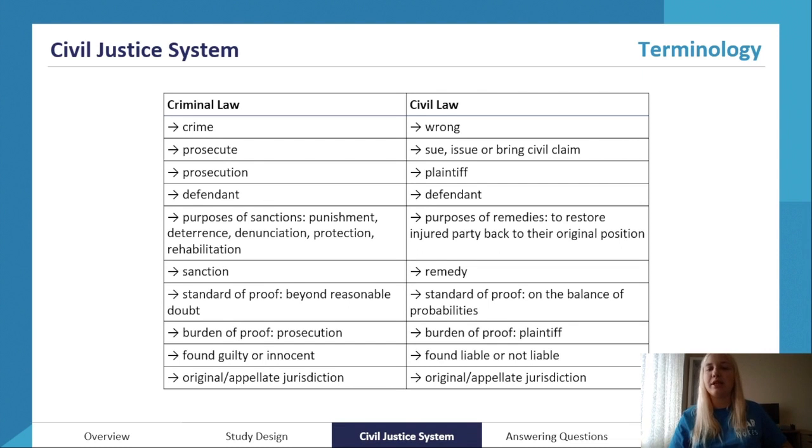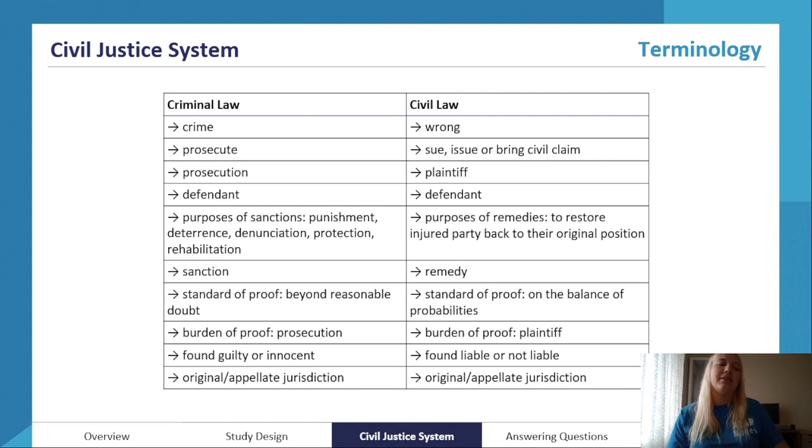So the first thing we need to get really into, and this is a handy table for your notes, is the differences in the terminology between criminal law and civil law. So we need to make sure we're really confident in how they differ. Now, in criminal law, we might refer to a crime. In civil law, there is no such thing as a crime.